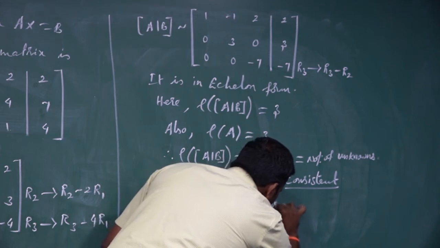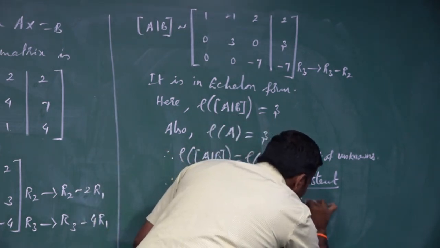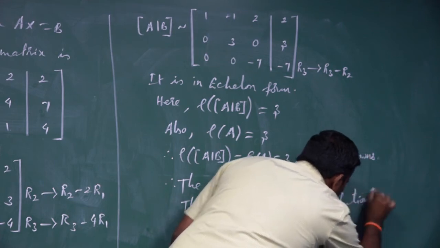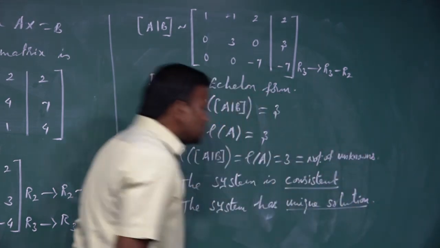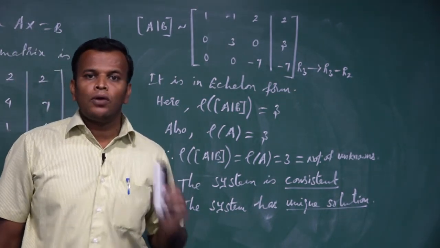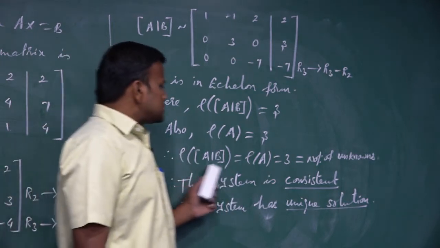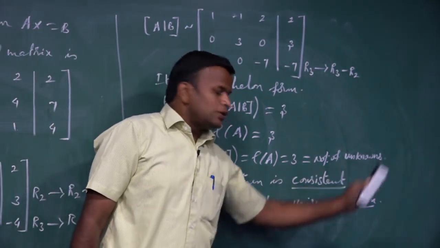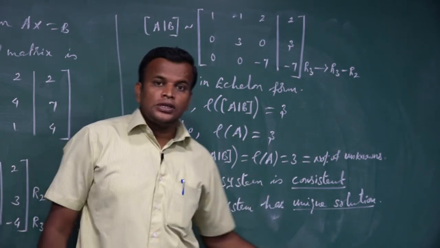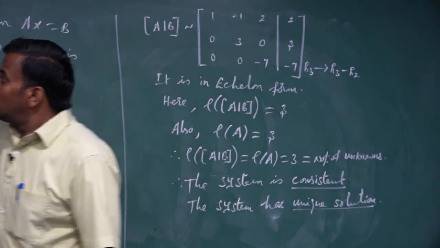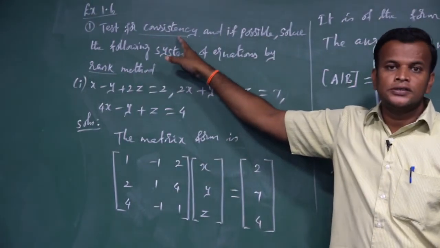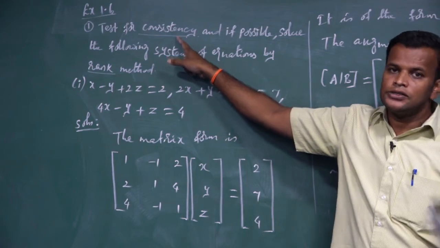In the first case, both the ranks are equal to 3. Therefore, the system has a unique solution. Unique solution means it contains only one solution. Both the ranks are equal to 3, and also equal to the number of unknowns. We must write these two lines, because the question is to test the consistency, whether it is consistent or not. So we first write consistent.